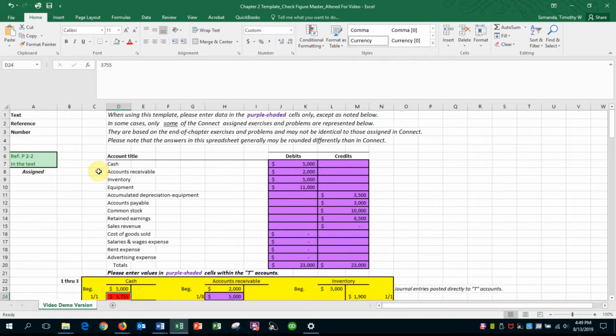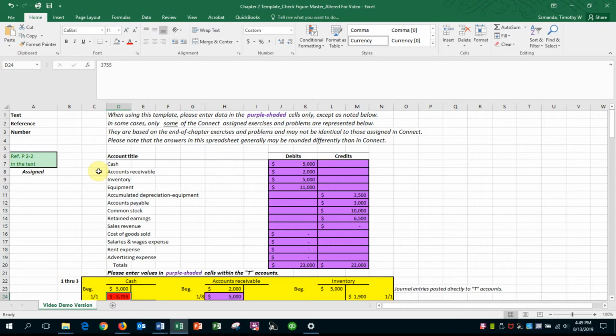Again, these are designed to support the problems that are assigned, not the exercises. The exercises, which are generally less comprehensive and less difficult, I do not provide the templates for. You don't have to use the templates. You can completely ignore them, but if you'd like to, after you've completed the assignment, access the templates, and then if you made an error somewhere along the way, sometimes the templates and the formulas can assist you in finding where the error was, as well as the solutions the authors provide in Connect.